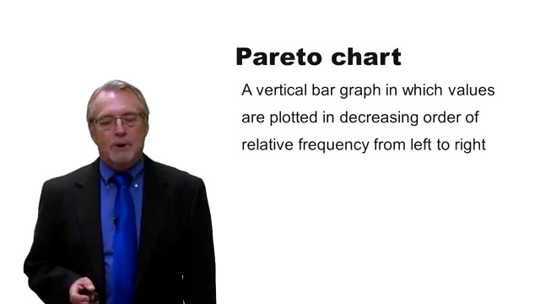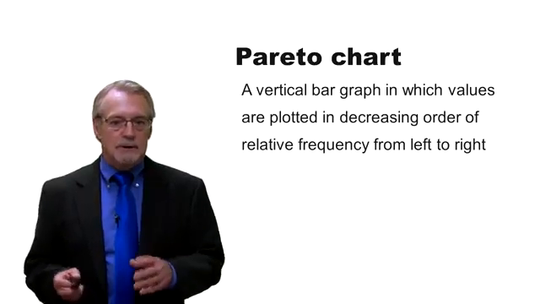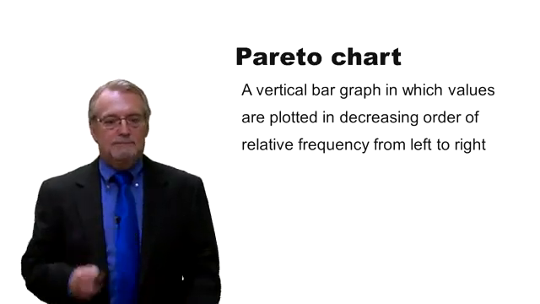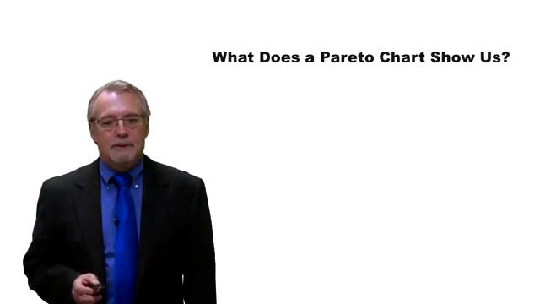Pareto chart. It's a vertical bar chart. We're going to look at a couple of bar charts, but in this one, the tall bar is out on the left side of the chart, and then they're in descending order from there. Why are we going to do that? We'll show you in just a little bit.